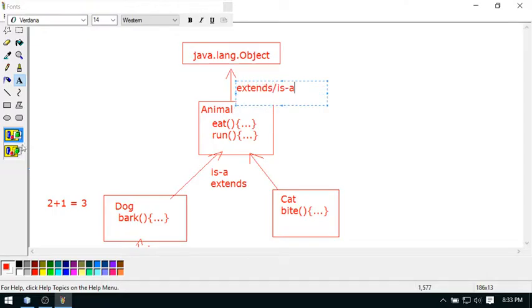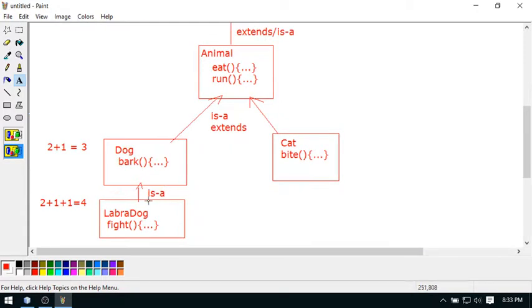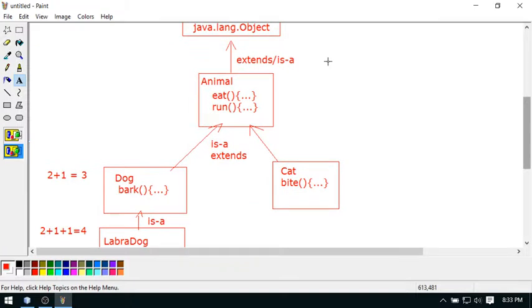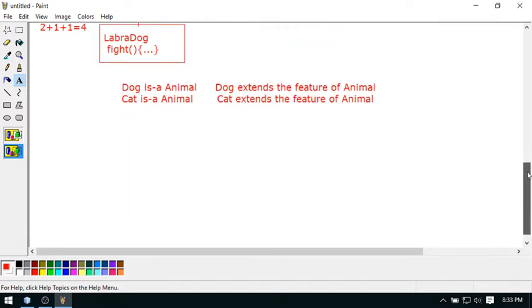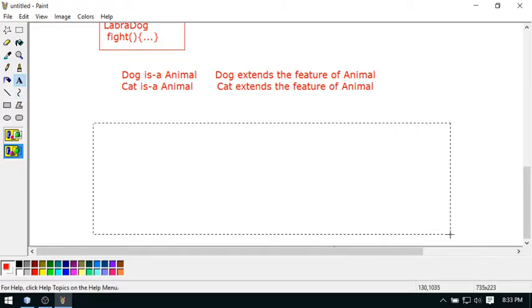So what I can say here: Labrador is an animal. See this, Labrador is a dog, Labrador is an animal, and Labrador is an object. So cat is an animal and cat is an object. So everything is an object in Java. Every class which is present in your Java library extends this class.